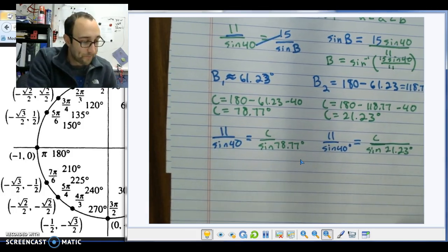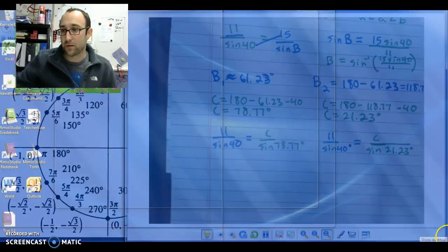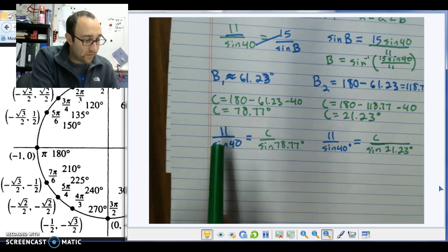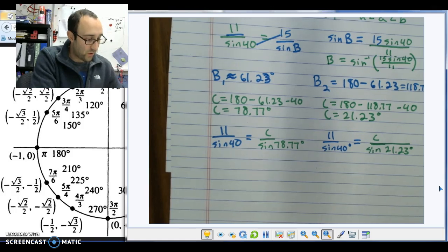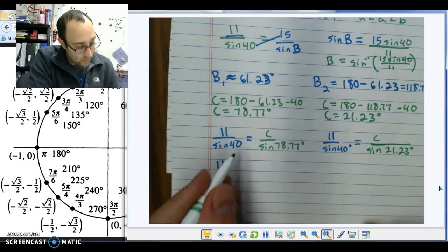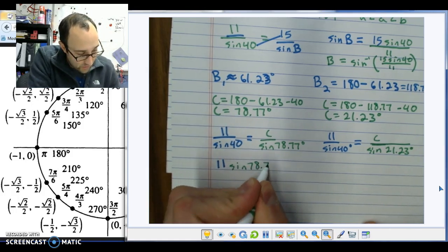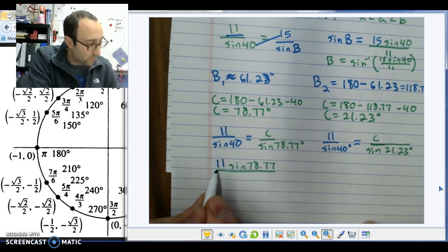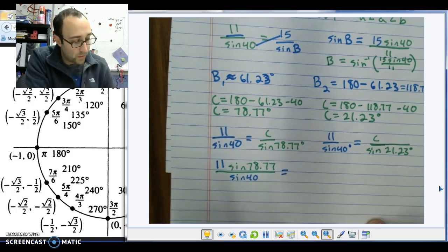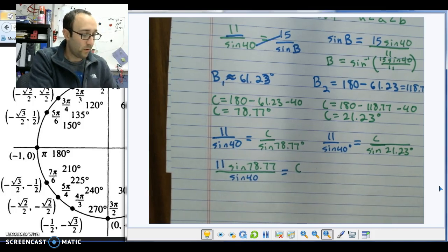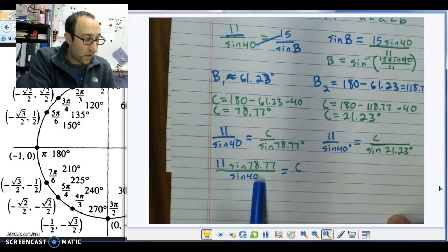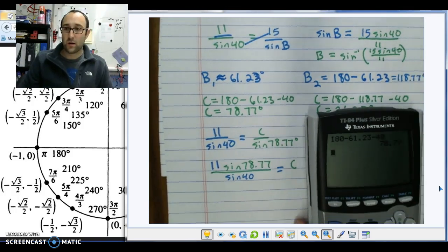Alright, so again, let's do this one first. I'm going to cross multiply, get everything out of the way. So it's going to be these two multiplied, and then you're going to divide by sine 40. So what I'm going to do is I'm just going to write it all as 11 sine 78.77 all divided by sine 40 is going to equal C. Alright, hopefully you kind of see how that goes. I'm just solving for C, multiply both sides by sine 78.77, and then you're going to end up with C. So let's get the calculator out, and let's do it.